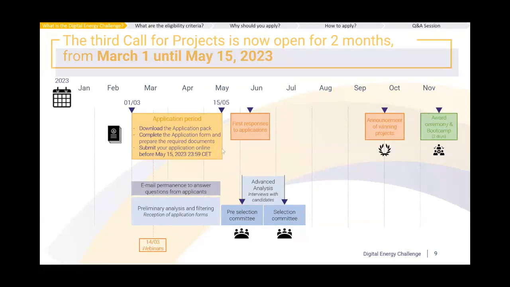After the end of the application period, there will be a pre-selection committee. We will select approximately 20 to 25 pre-selected applications. If you are pre-selected, you will receive an answer in mid-June. Then there will be some interviews with the challenge team so that we better understand your projects. In the beginning of July, there will be a selection committee to finally choose the 10 to 12 winners. We will announce publicly the winning projects after the summer in September.